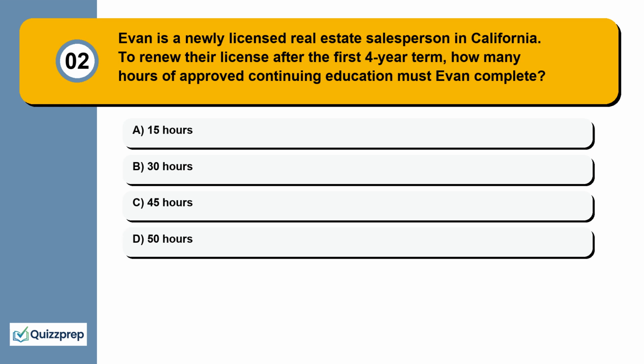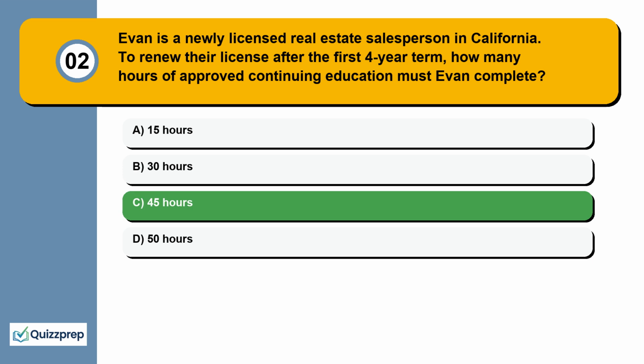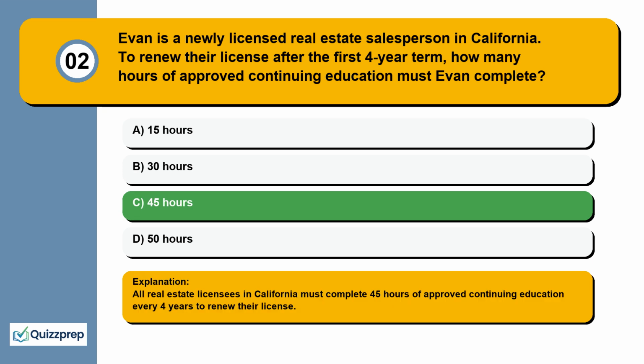Question 2. Evan is a newly licensed real estate salesperson in California. To renew their license after the first 4-year term, how many hours of approved continuing education must Evan complete? 15 hours, 30 hours, 45 hours, 50 hours. All real estate licensees in California must complete 45 hours of approved continuing education every 4 years to renew their license.